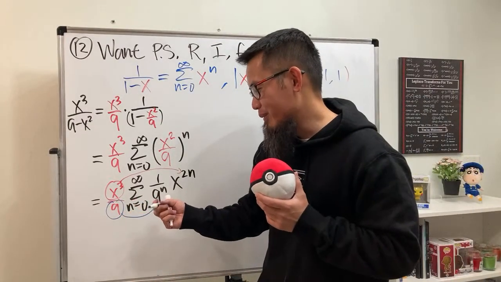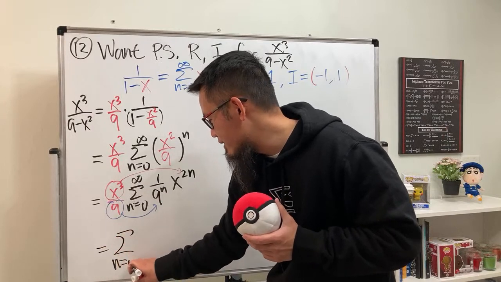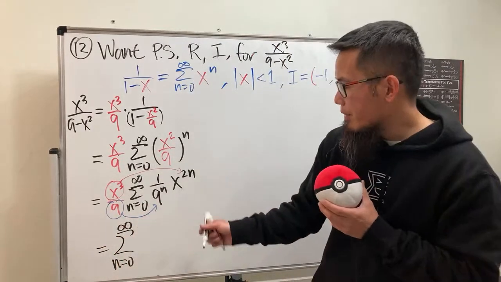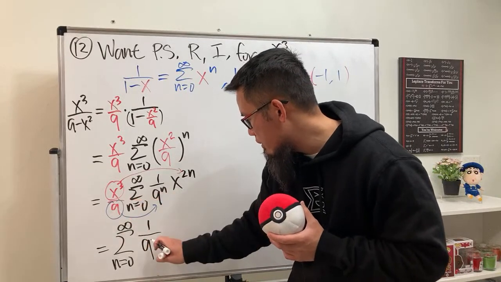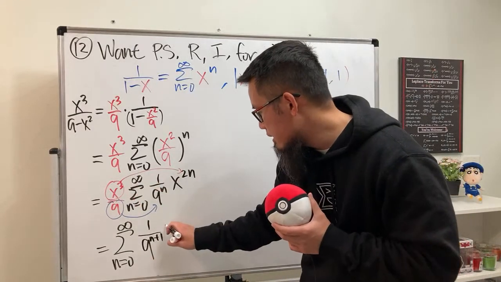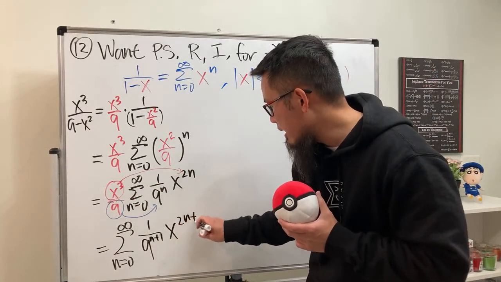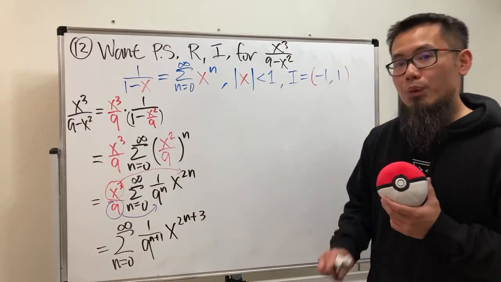So, this is equal to the series as n goes from 0 to infinity, and we have 1 over 9 to the n plus 1. We just add the exponent. And then, of course, you add the exponents, x to the 2n plus 3. Just like that. Are we done though?